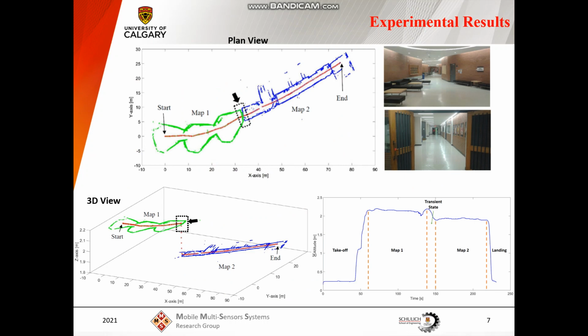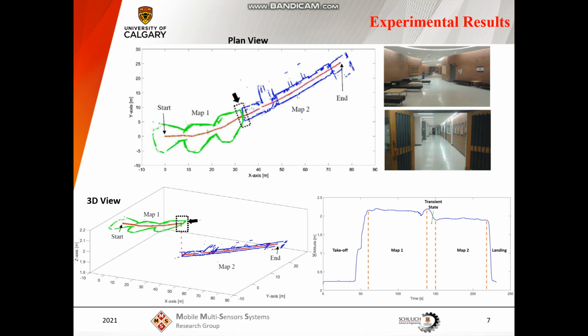The top figure shows a plan view of the first dataset, and it was captured in EME building at University of Calgary. Two maps are constructed for the entire mission, and each map has a fixed height. The green points represent the first map, while the second map is represented by the blue points. The red asterisks represent the trajectory of the MAV. The black arrow and the dashed rectangle show the location of the transit state.